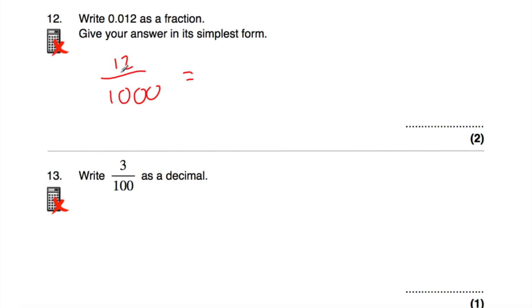So if we divide both of those by 2, that'll be 6 over 500. And now both of these we can divide by 2 again, so it's going to be equal to 3 over 250. And that's it. So that's 3 250ths. Now again, here what we could do is consider our 0.012 and say, well, this number has got 3 decimal places, so that's 3 digits after the decimal point.